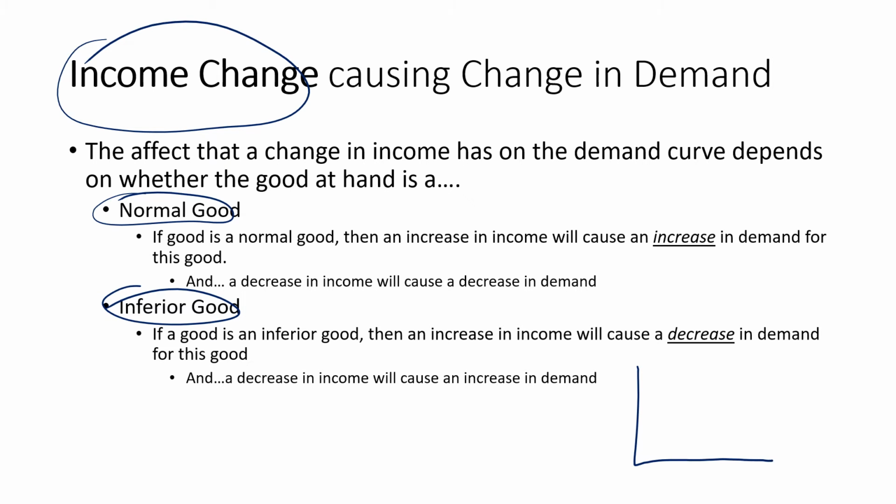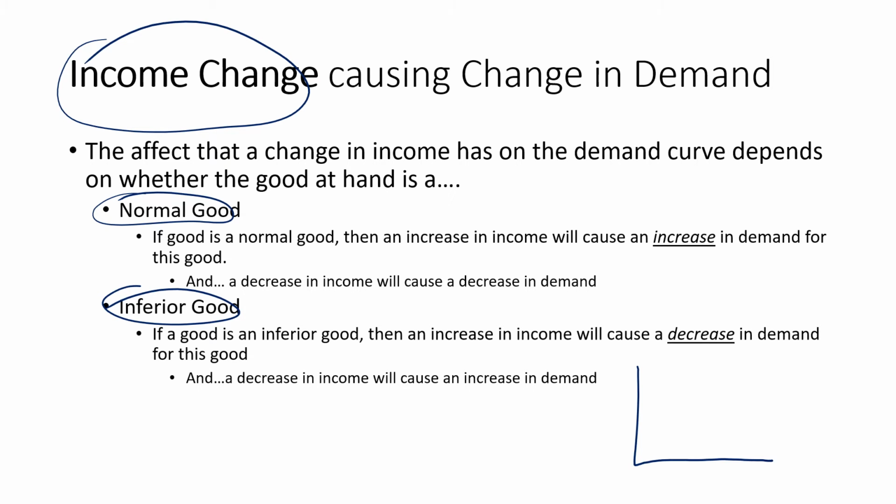So if it is a normal good, let's define that quick. A normal good: consumption of a normal good increases with an income increasing. So for example, something that if you made more money, you would buy more of, for me, that would be maybe Starbucks coffee. So if I made more money, I would buy more Starbucks coffee. So that to me would be a normal good. And a decrease in income will cause a decrease in demand. So the less money I make, the less Starbucks I'm going to buy.